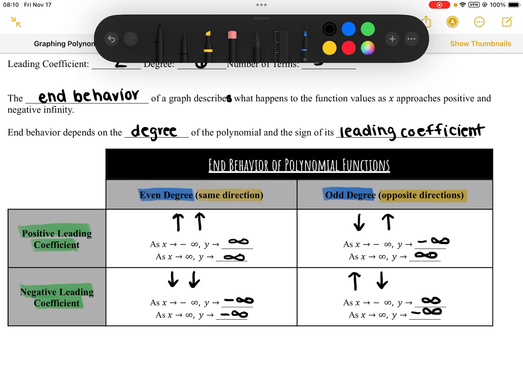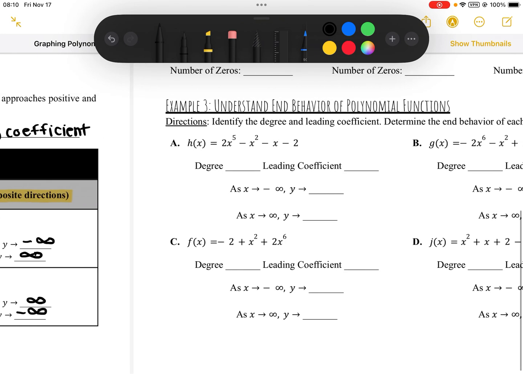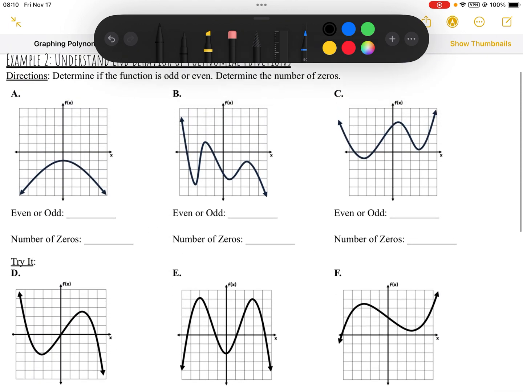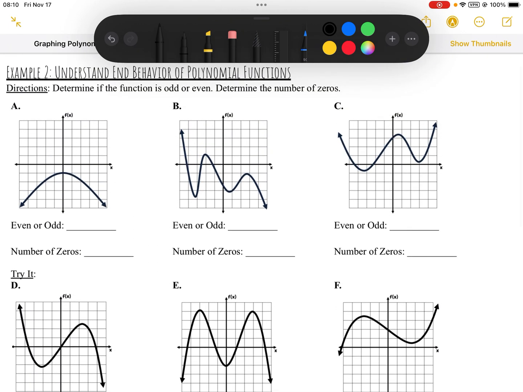So on the next page, we are going to use these end behaviors to identify what's happening in graphs. And then we'll also look at equations and identify the end behavior based on an equation.